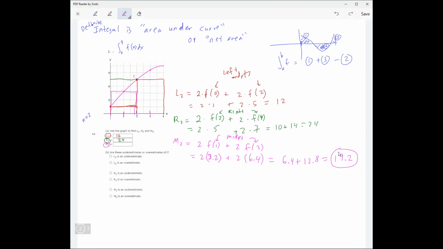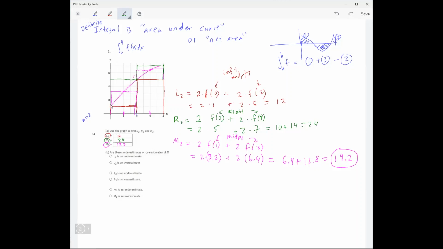And then the second part, B: are these underestimates or overestimates? Okay, so the red rectangles. Oh wait, I forgot to draw this rectangle here, and I forgot to draw the right ones too. Oops. The right one was up here, because you're using this point here, and then you're using this point here.